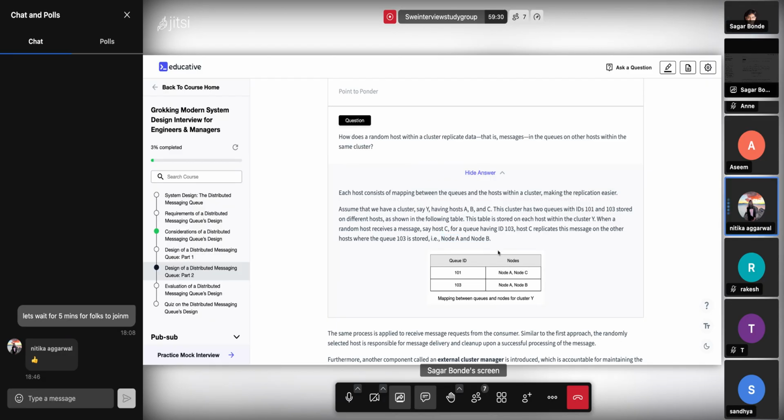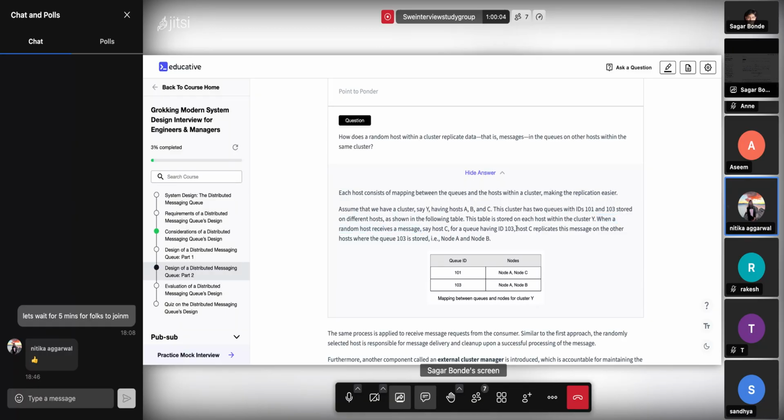So it says that assume that we have a cluster Y having hosts A, B, and C. The cluster has two queues, 101 and 103, stored on different hosts as shown in the table. The table is stored on each host within the cluster Y. When a random host receives a message, say host C, so let's say host C receives a message for a queue having ID 103.